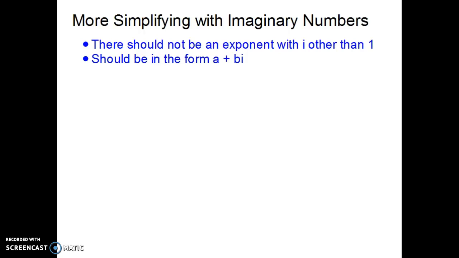We're going to take a look at simplifying math expressions that have imaginary numbers. The two things to keep in mind are that in my final simplified form, I should not have an exponent other than a 1 with an imaginary number. The second thing is the order I need to be in is a plus bi. That means a would be any constant value, and if there is an imaginary number, it needs to go at the end of the expression.